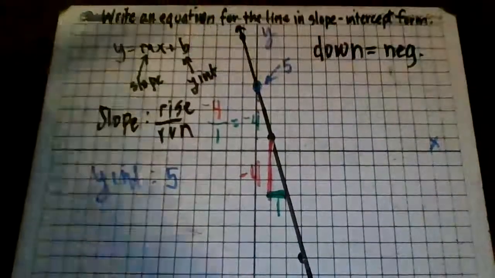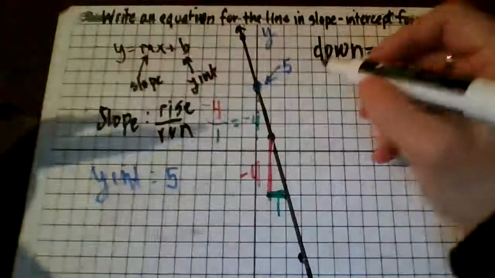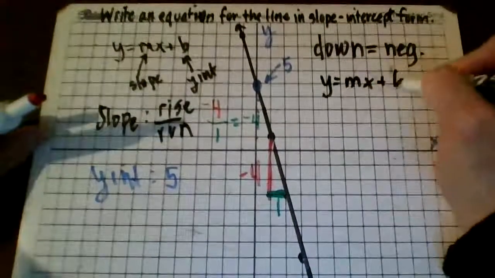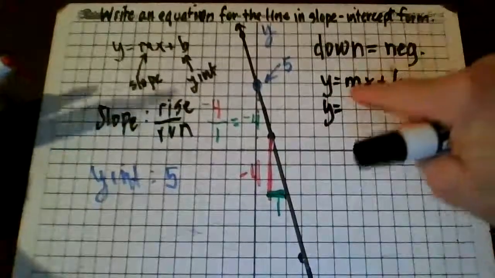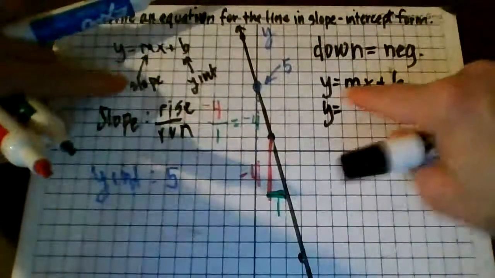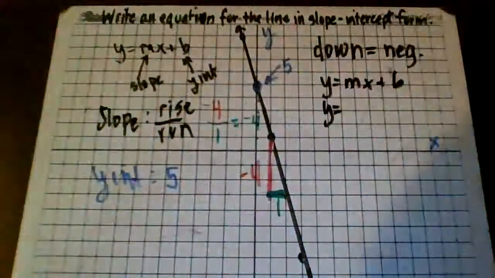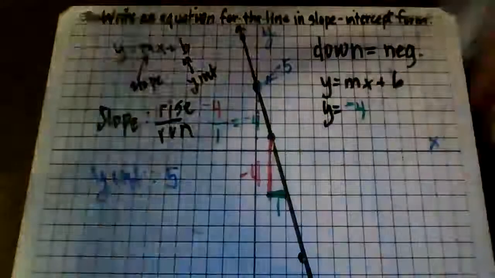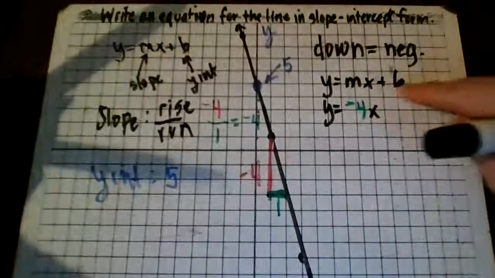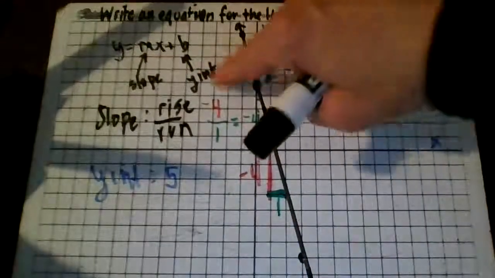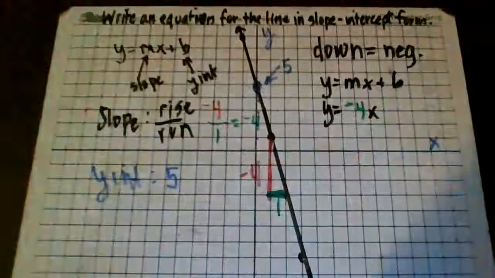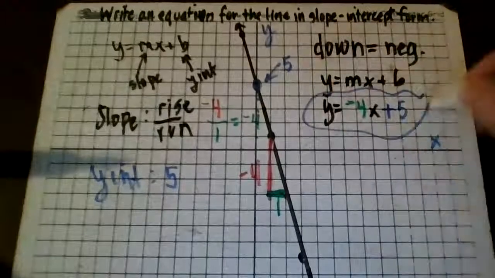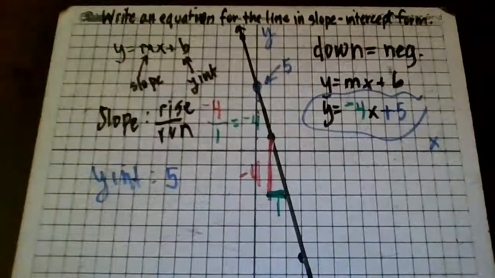So now I'm just going to put my information into my slope-intercept form, y equals mx plus b. So y equals, for m, that's slope. So I'm going to replace it with negative 4. Then I'm going to bring down my x. And then plus b means y-intercept. And my y-intercept is 5, and it's positive, so I'm going to write plus 5. So my equation would be y equals negative 4x plus 5.